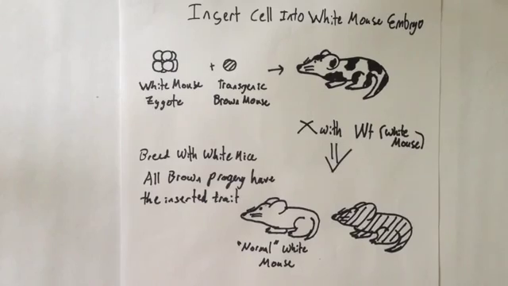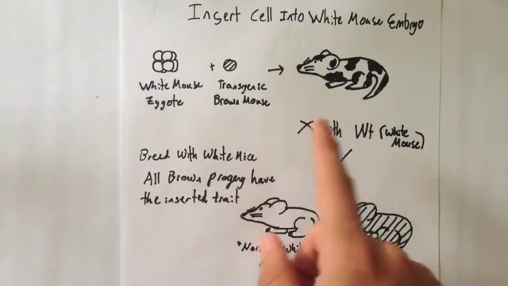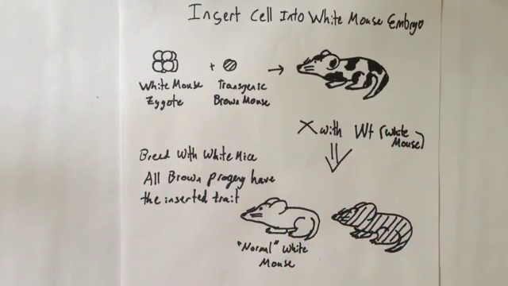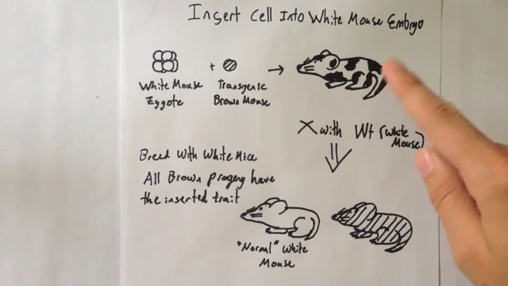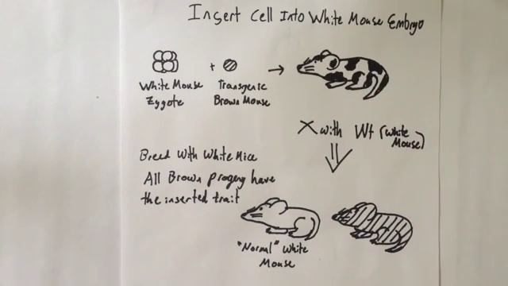When this zygote develops into an adult, it will have these brown patches on it, and that means that it's a chimeric mouse. So it has two different genomes inside the same organism. What you want to make sure happens is that the brown mouse cells are in the gametes, so the sex cells.